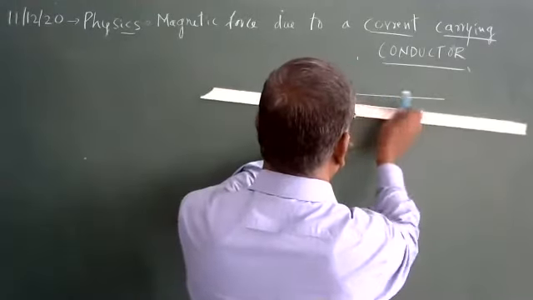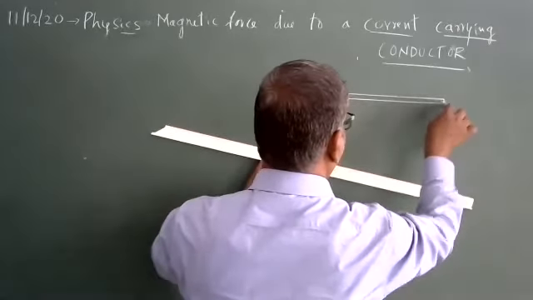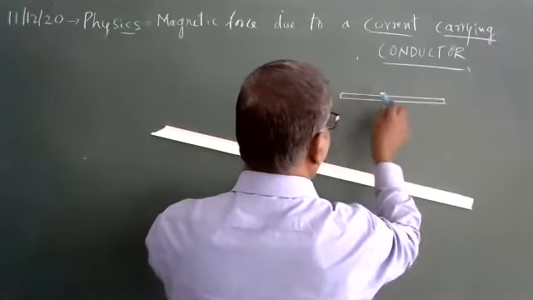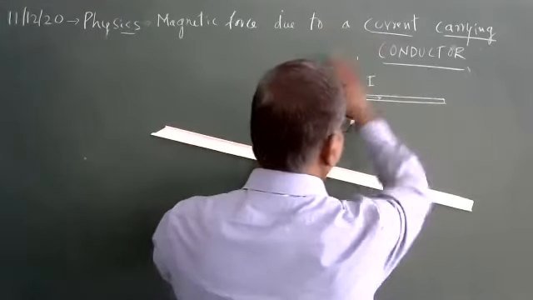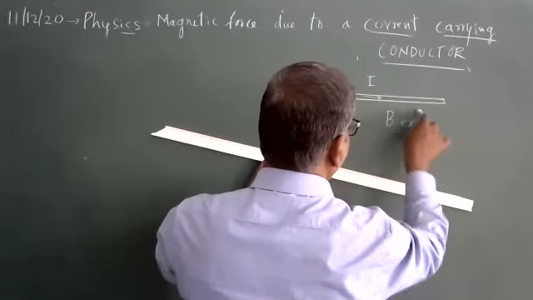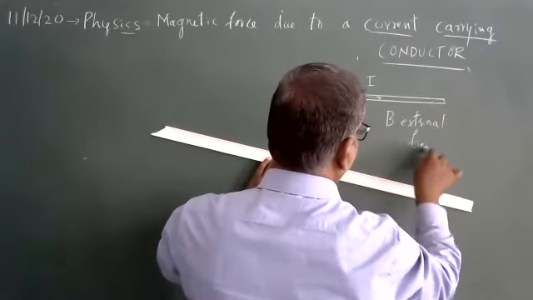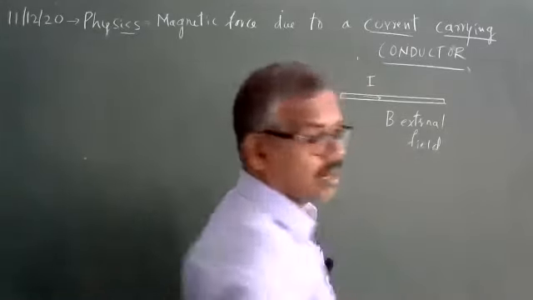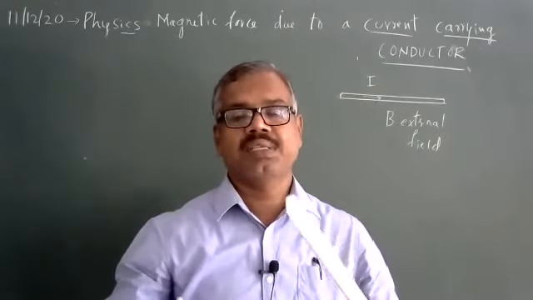Now think this is your wire. Let me put some extra wire. Think the current in this wire is I. Now this wire is subjected to an external magnetic field B. Let B be the field. It is called the external field. There is a region where B is a magnetic field.